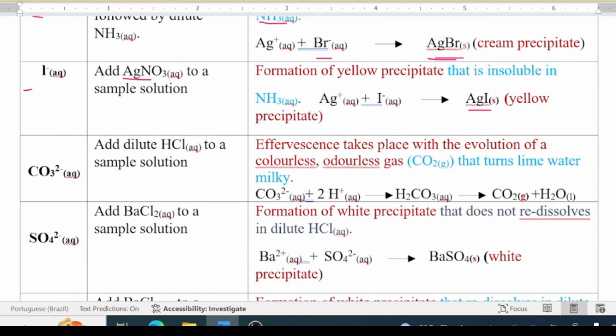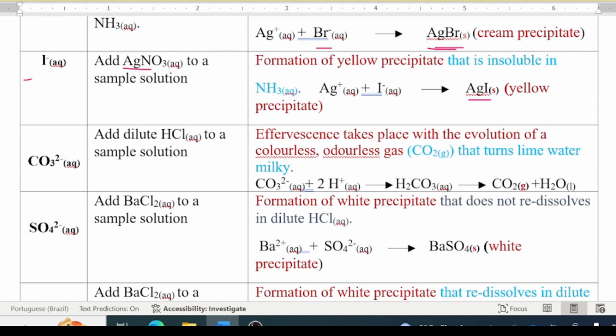If you want to know if a solution contains carbonate ions, you add dilute HCl, hydrochloric acid, to a sample of the solution, and you will get effervescence. You see fizzing taking place, and a gas is produced. If you pass this gas through lime water and it turns lime water milky, then it confirms that carbon dioxide is produced, and that could only come from carbonate ion with acids. So that's a confirmatory test of carbonate ions, okay?